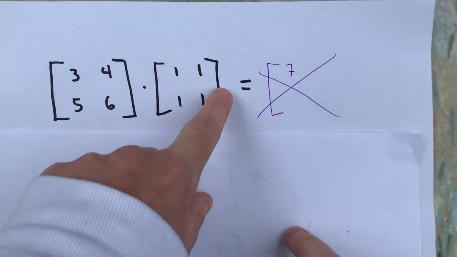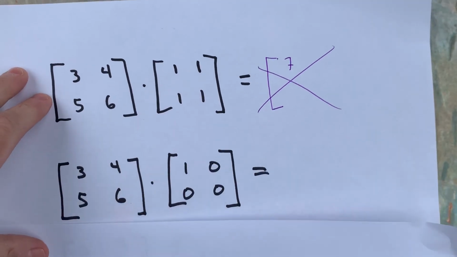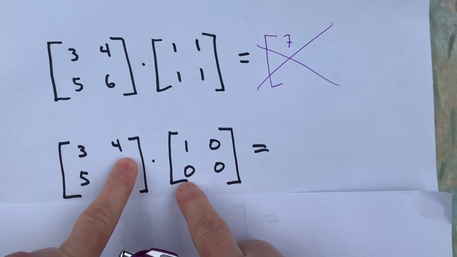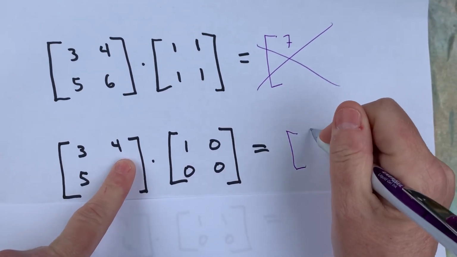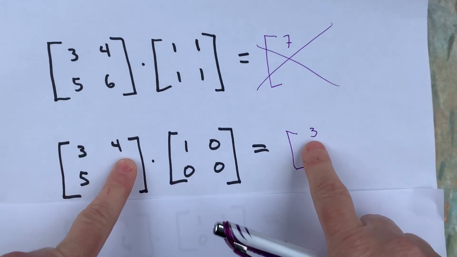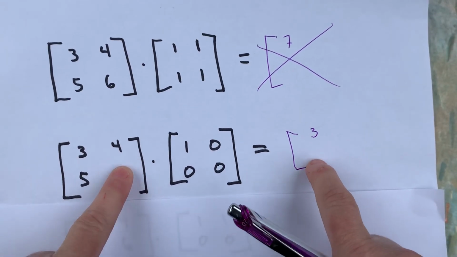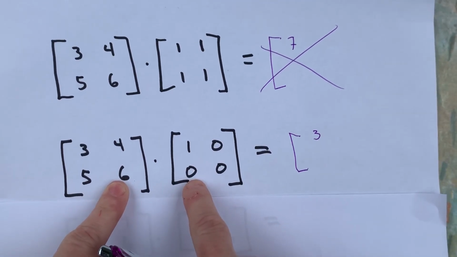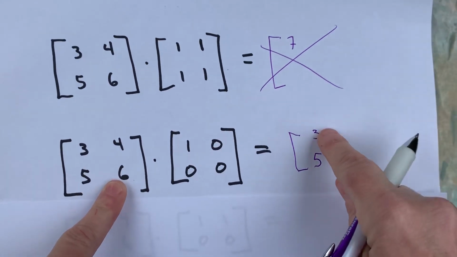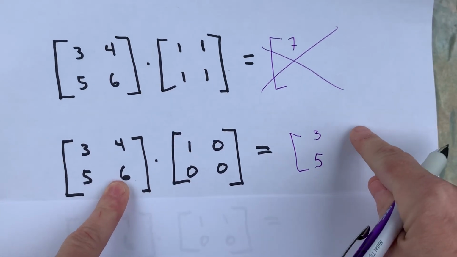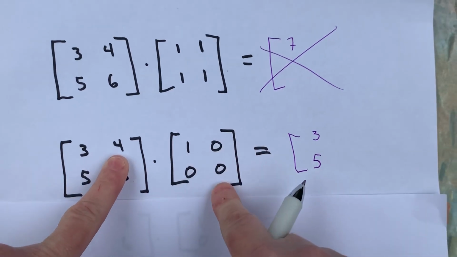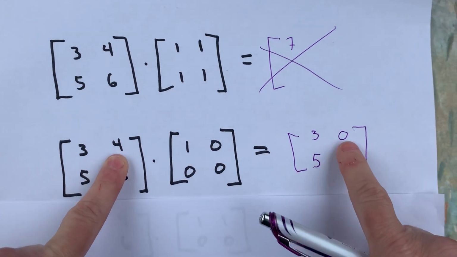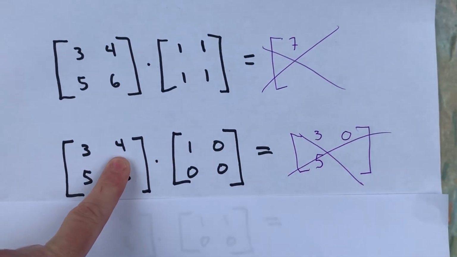So what if I have too many 1s here? What if I just had one 1 and a whole bunch of zeros? Let's try this. 3 times 1 plus 4 times 0 gives me 3. That sure looks helpful. 5 times 1 plus 6 times 0 gives me a 5. This is looking super promising. What's going to go right here? 3 times 0 plus 4 times 0. Oh, no. That's not the same as that. So this is a dud.